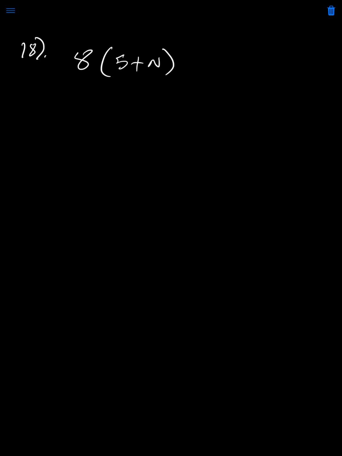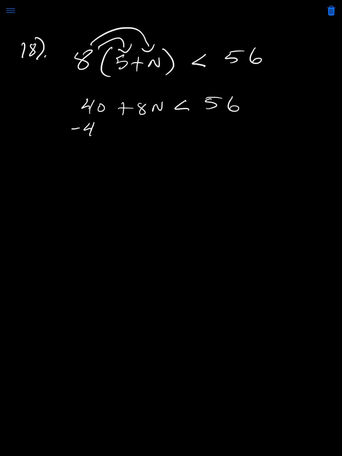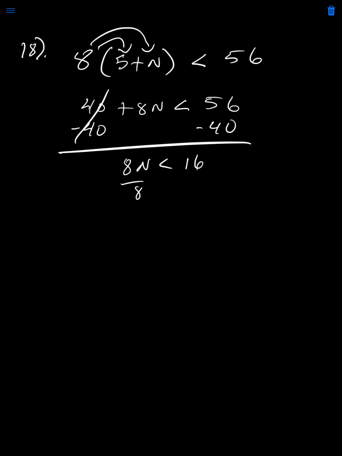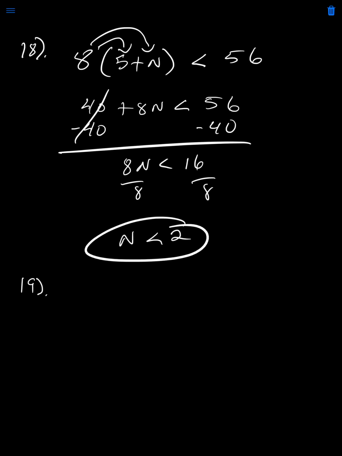On number 18, you have 8 times the sum of 5 and a number. So that's why I said this is the one that's going to be distributive property, is less than 56. I'm going to start by distributing. 8 times 5 is 40. 8 times n is 8n. Subtract 40 on both sides. 8n is less than 16. Divide both sides by 8. So whatever number it is going to be less than 2.